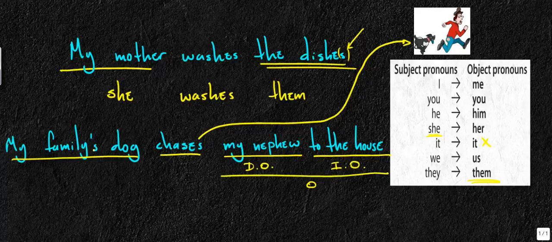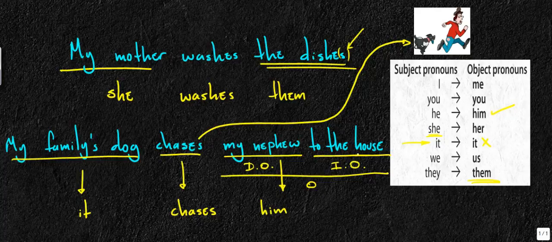So, if I'm talking about my family's dog, I would not say I or you or he, I would say it. So my family's dog is it. Then the verb would stay the same, chases. And then I have to change my nephew and I have to change to the house. My nephew in the list would be him. Yeah? That would not be me or you. It would be him. So it chases him.